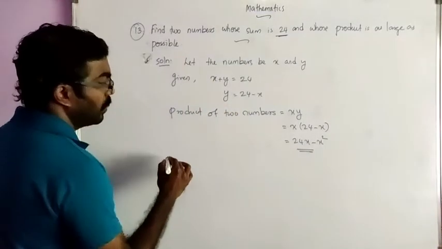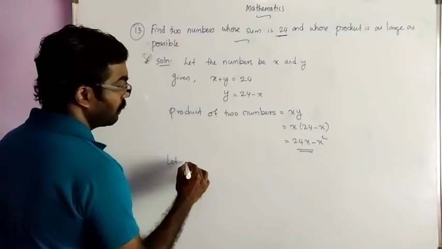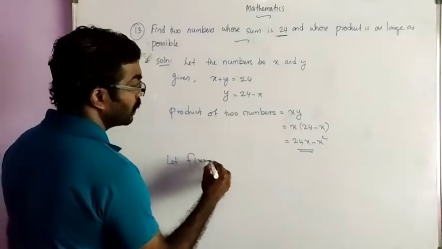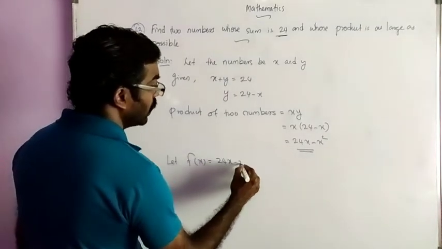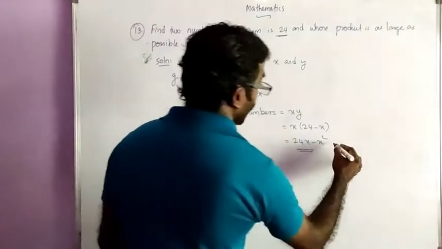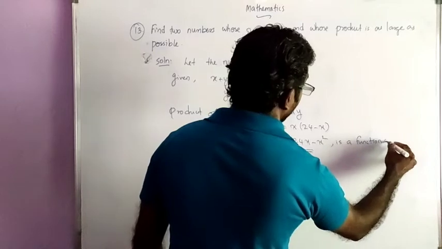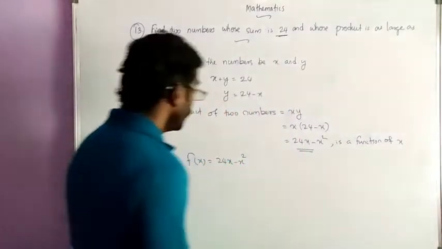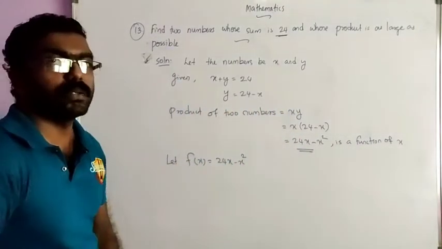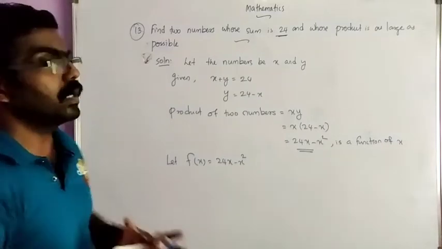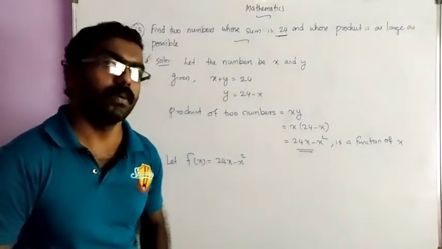Okay. Let the product be the function f of x. f of x is equal to 24x minus x square. Here it is a function of x. Now we can apply the second derivative test.